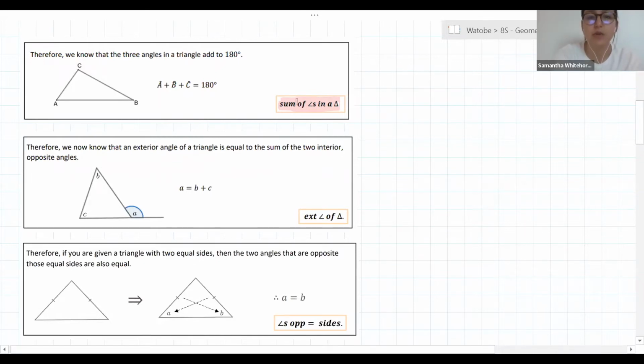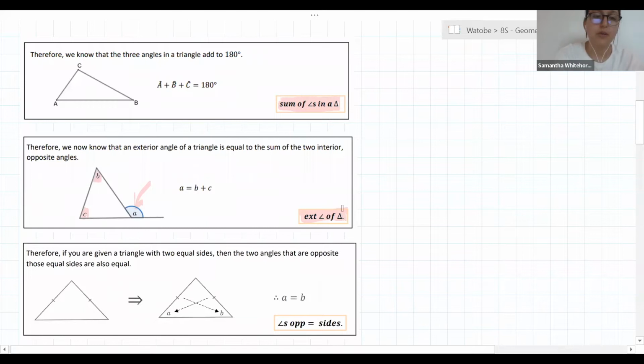The second reason that we spoke about was the fact that an angle exterior to a triangle, or an angle outside the triangle, is always equal to adding the 2 opposite interior angles together. So in this case, in the diagram, the angle A, which is outside, is equal to the 2 opposite ones added together, so B plus C. And this reason was exterior angle of a triangle.